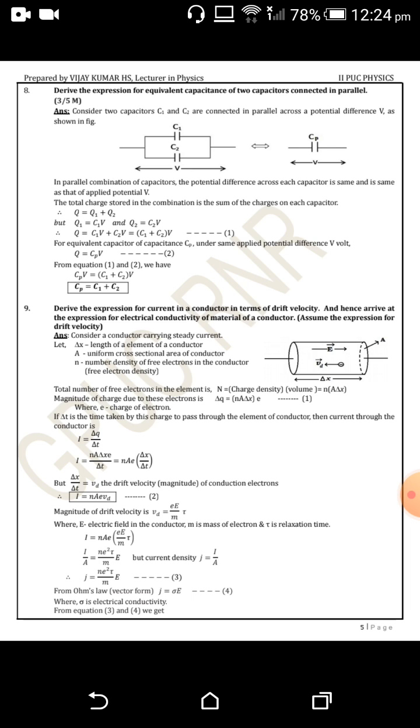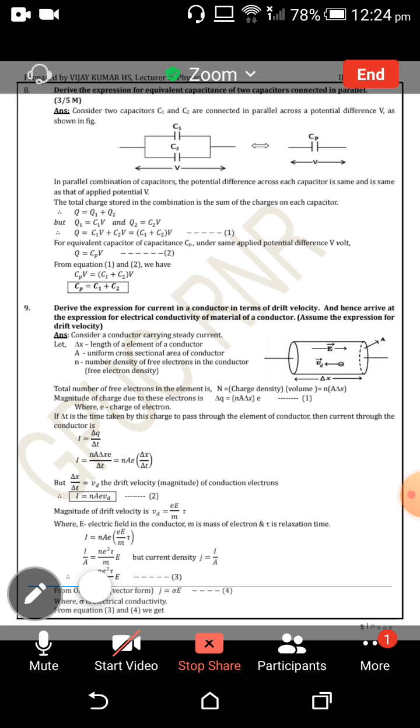Okay, charge density is nothing but n, and volume is expressed as A into delta x, where A is the area and delta x is the length. Multiplied, it gives the volume. Okay, so the small n can also be considered as the number of electrons per unit volume. In order to calculate the total number of free electrons present inside the whole conductor, we multiply the number of free electrons per unit volume with the volume of the conductor. So that is what they have given here.